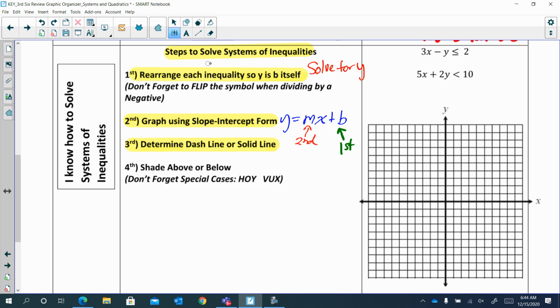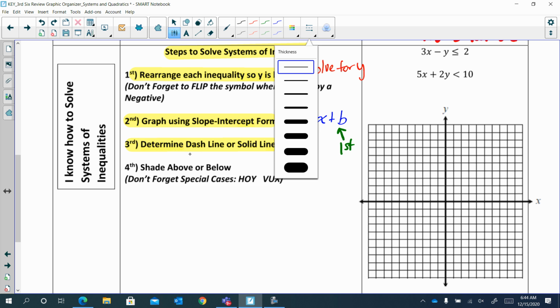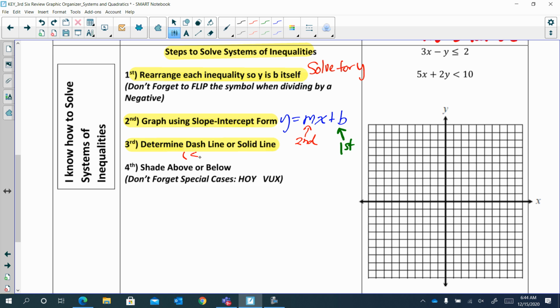Dashed lines are when we are dealing with just less than or greater than. There's no line underneath it. If it's a solid line, that's when it's less than or equal to or greater than or equal to. Every time I see this line underneath the inequality, it's going to be a solid line. And then we have to determine whether to shade above or below.